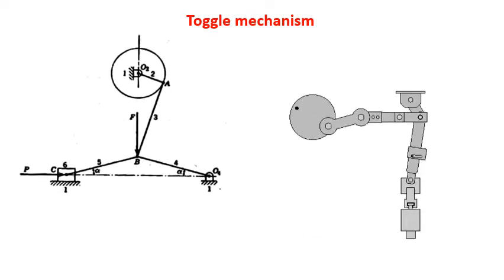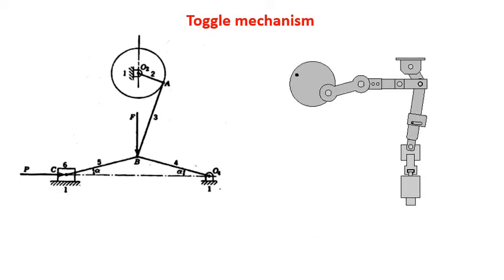So the third important type of intermittent motion mechanism is the toggle mechanism. These toggle mechanisms are used where large resistance is to be overcome through a short distance. So in the figure you can see there is a slider, that is link number 6. Due to the rotation of this crank, that is link number 2, the force or effort is passed through link number 5 and link number 4.